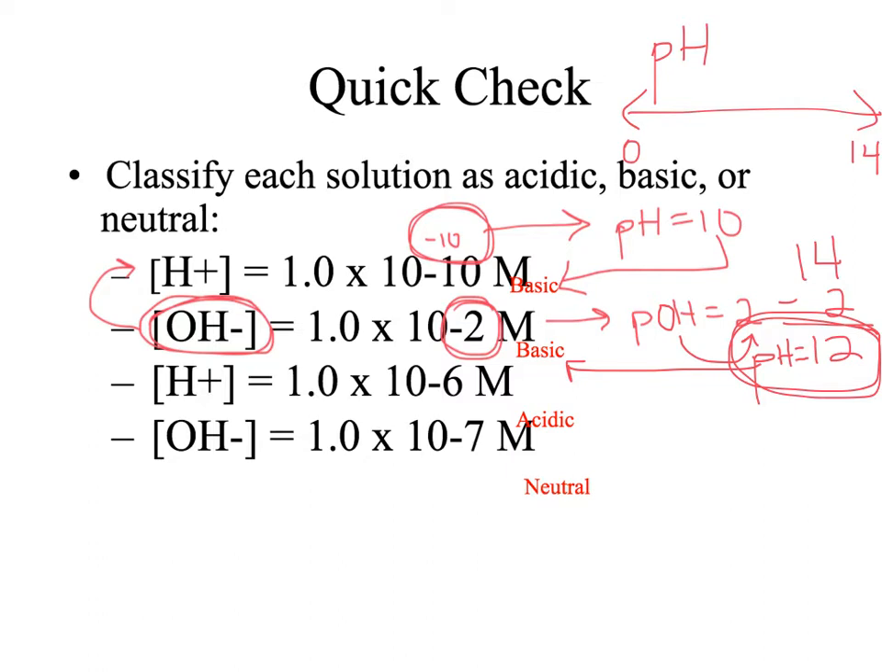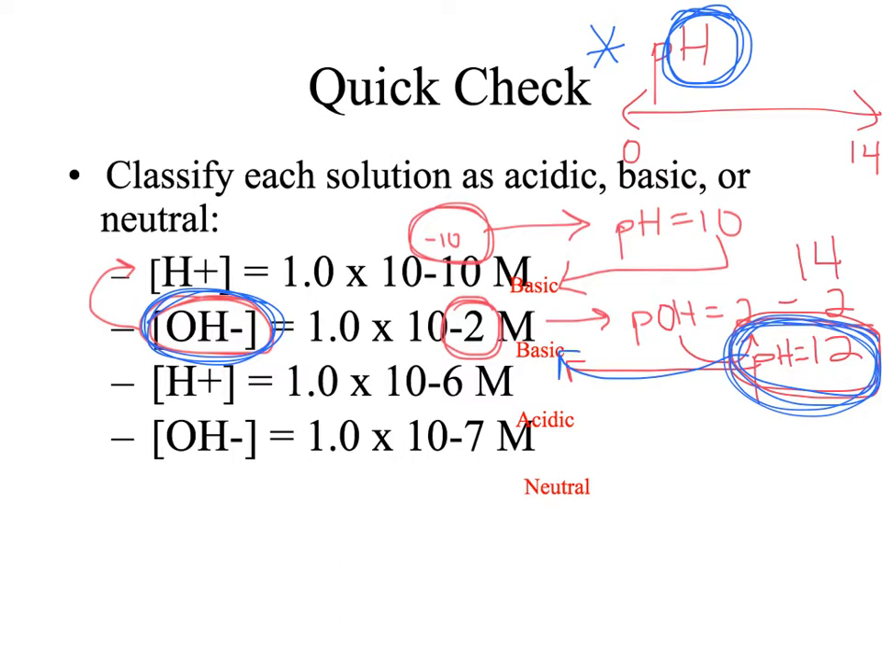The reason is because up here in the top right, this is all about the hydrogen. It's not about the hydroxide. So we're talking about the power of the hydrogen. So if they give you a hydroxide number, you're going to have to convert it into a hydrogen number so you can identify it on the pH scale.